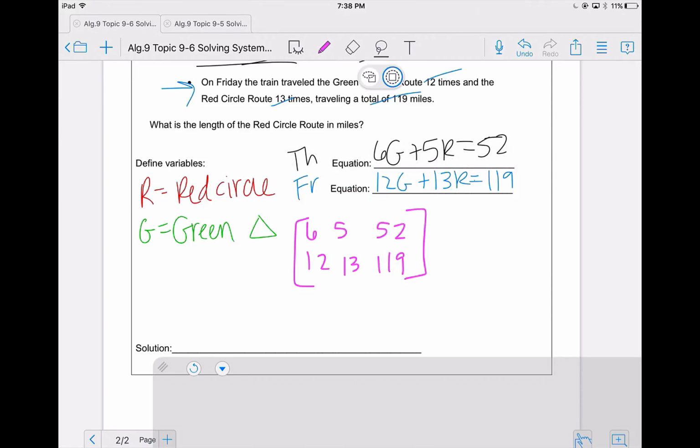And plug in what I see. Remember, the way I wrote it, my G's and my R's are lined up. If yours are not, you have to either rewrite it to line them up or rearrange them so they will line up. It's honestly easiest if you always line them up.